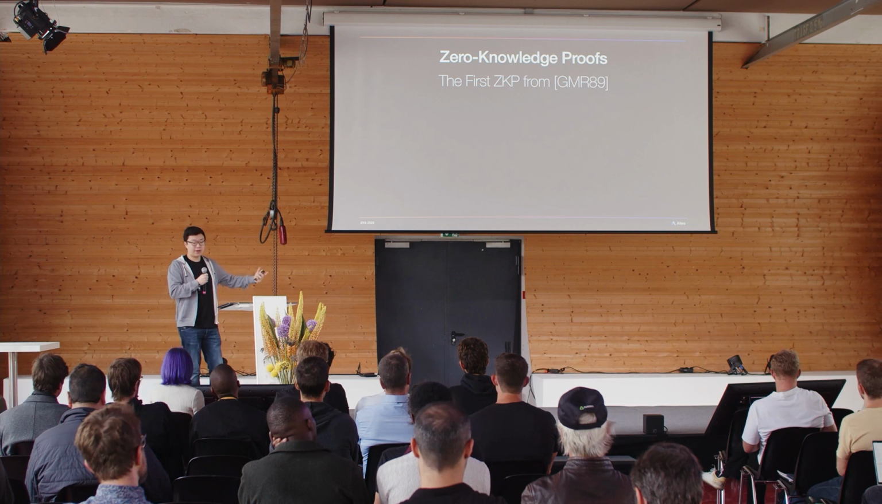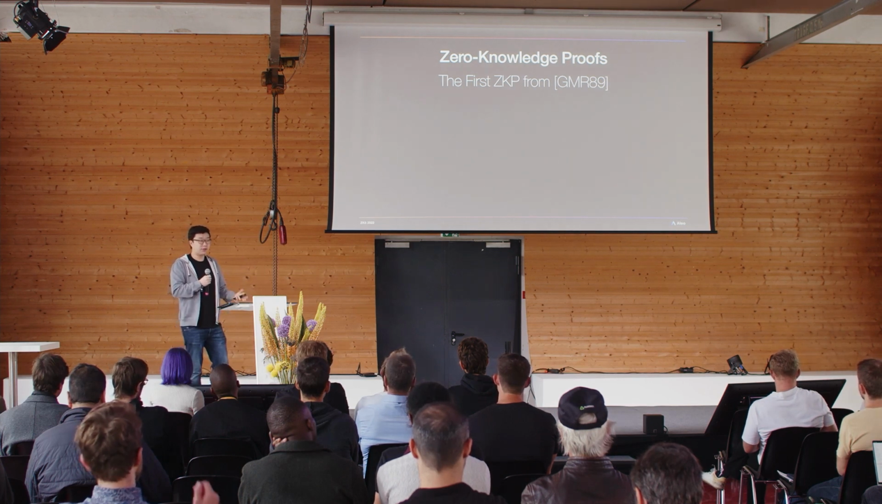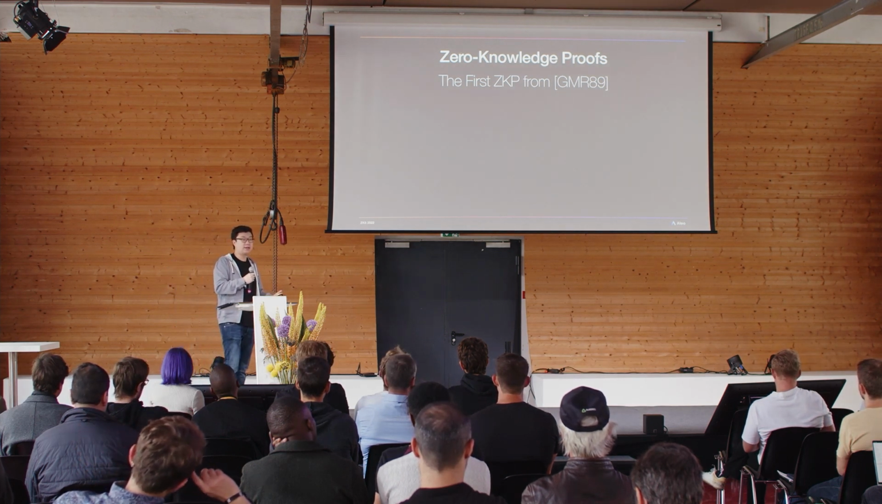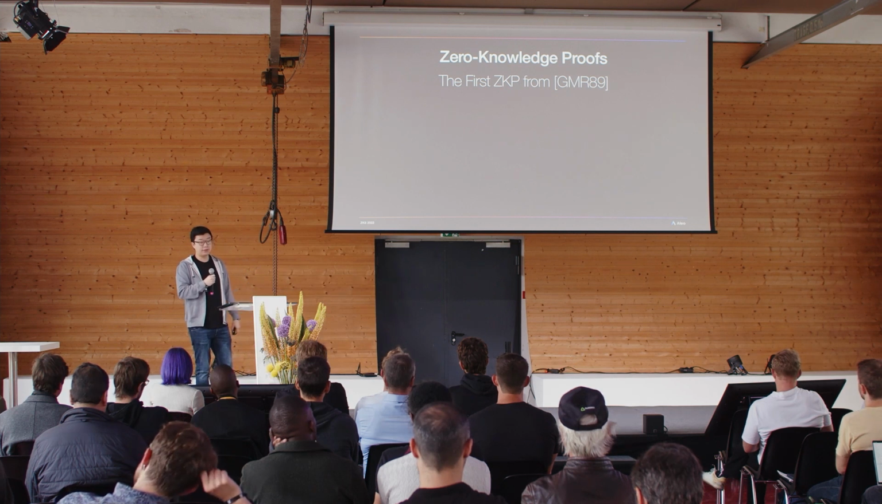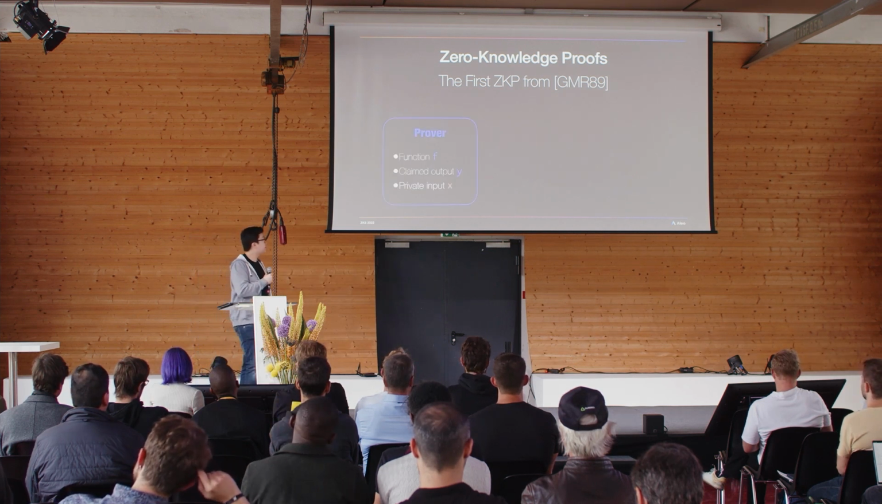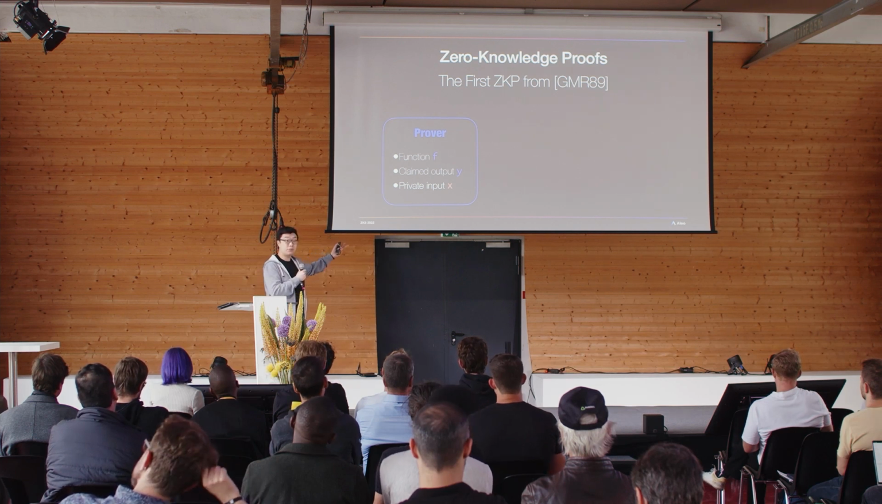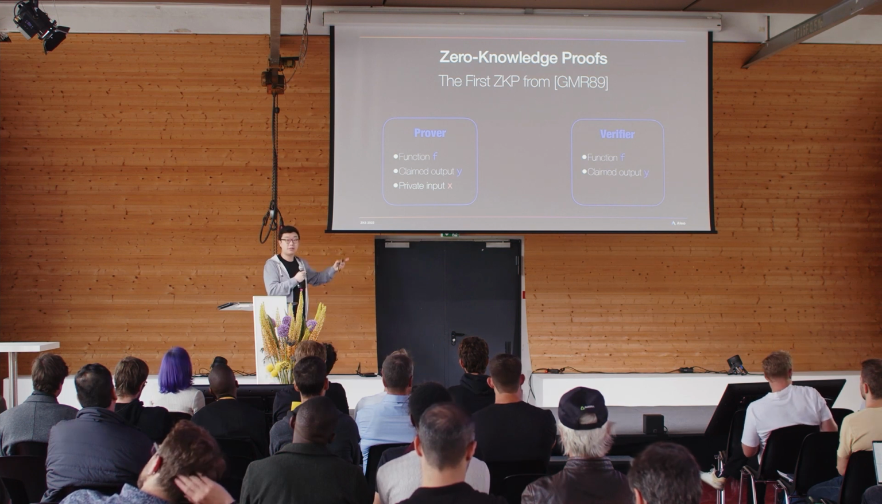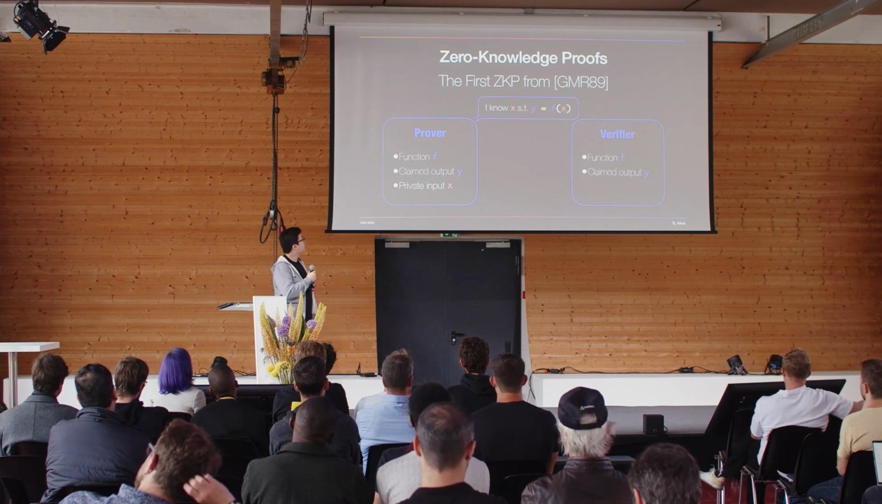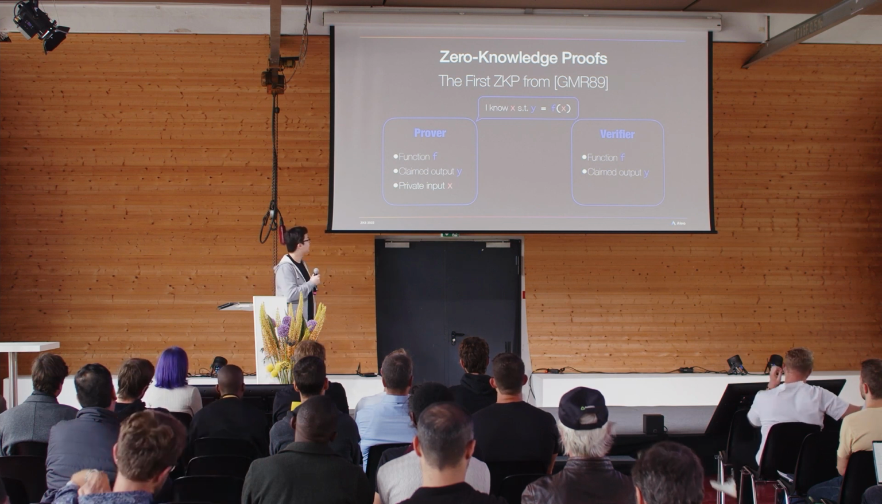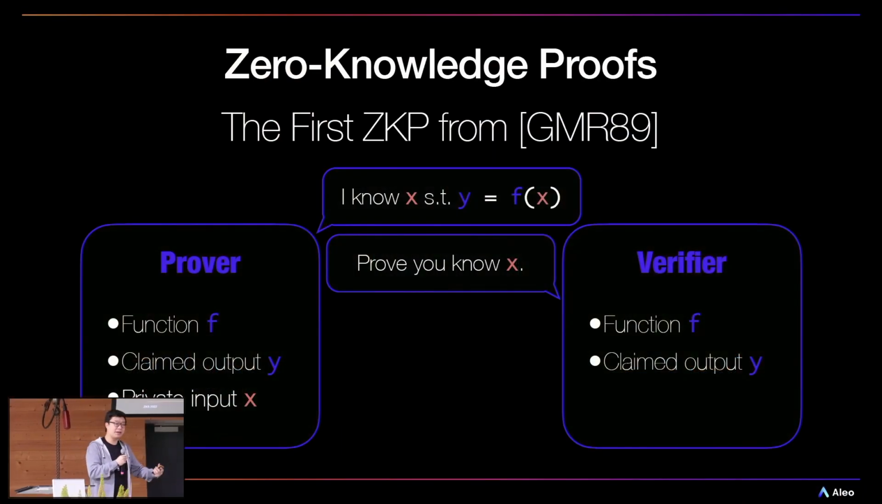But so yeah, let's dive right into things. So the first zero-knowledge proof was actually invented in 1989. It's by Goldwasser, Micali, and Rackoff. And back then, the model was basically this. You had a prover that had a function f, some claimed output y, and a private input x. You also had a verifier who knew the same function and the same claimed output. And the goal was to say, the prover says, I know some private input x such that y equals f of x. And the verifier says, prove to me that you know x.